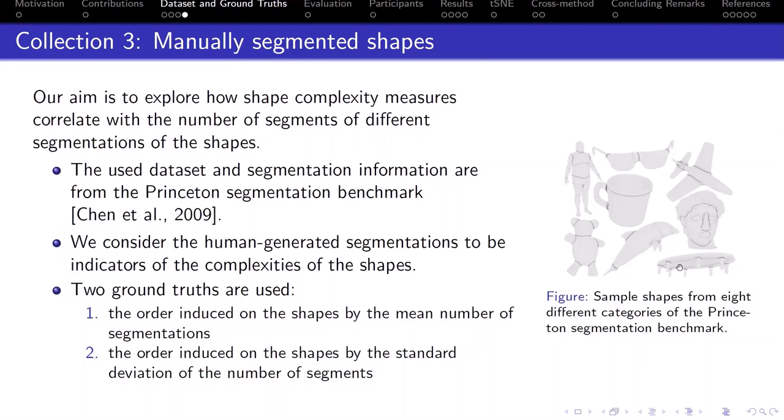And here we have two ground truths. First is the order induced on the shapes by the mean number of segmentations, meaning that the more parts that a shape has, the more segments that a shape has, the more complexities. And in the second ground truth, we consider the order induced on the shapes by the standard deviation of the number of segments, meaning that the less in agreement the human subjects are on the number of segments of a shape, the more complexities.